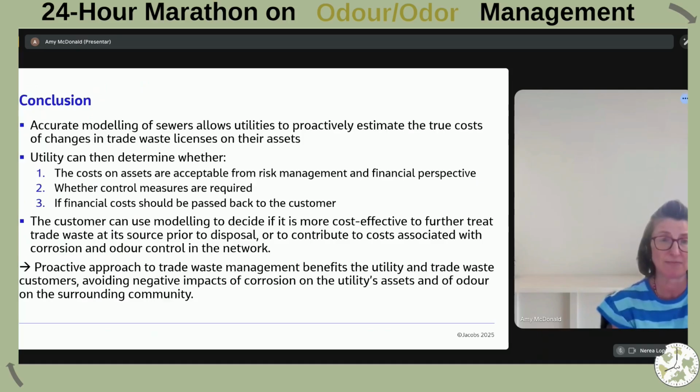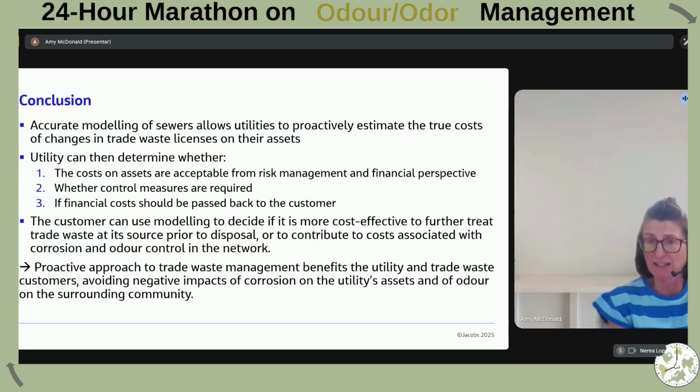These models are also useful to the trade waste producer because they can decide if it's more cost effective to further treat their trade waste at its source prior to disposal, or whether to contribute to the costs associated with corrosion and odour control in the network.